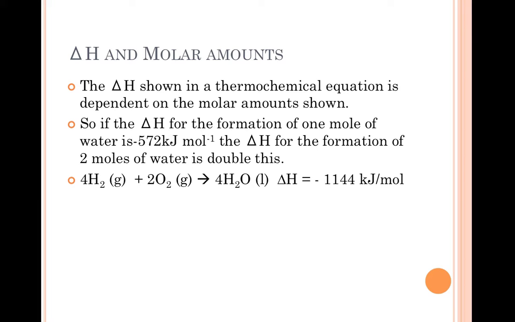The other thing we can use a delta H for is we can use it to look at exactly how much energy is released per mole of a particular thing in there. Okay? So if the delta H for the formation of 1 mole of water is 572 kilojoules a mole, if we double the coefficients, then we double that delta H value.